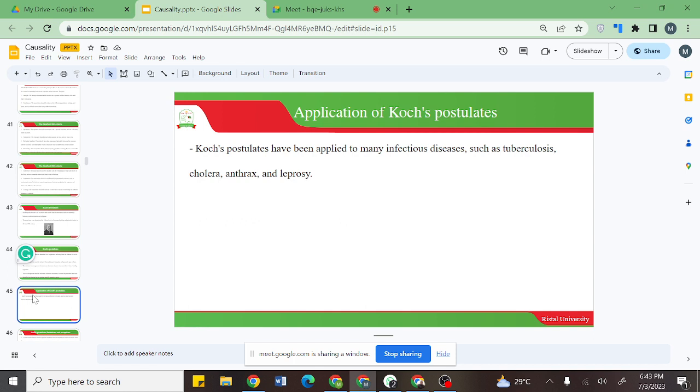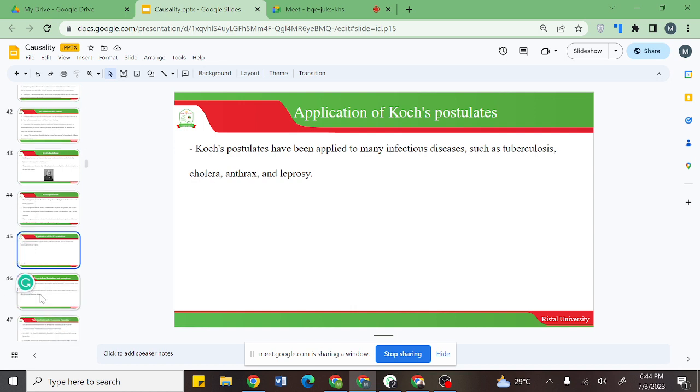So we apply Koch's postulates in infectious conditions such as tuberculosis, cholera, anthrax, and leprosy. Basically what he says is that if you're saying that an organism X causes a disease Y, that means that for all people who have the disease Y, they should have X. But people who don't have the disease Y should not be having X. That's what the postulate says.